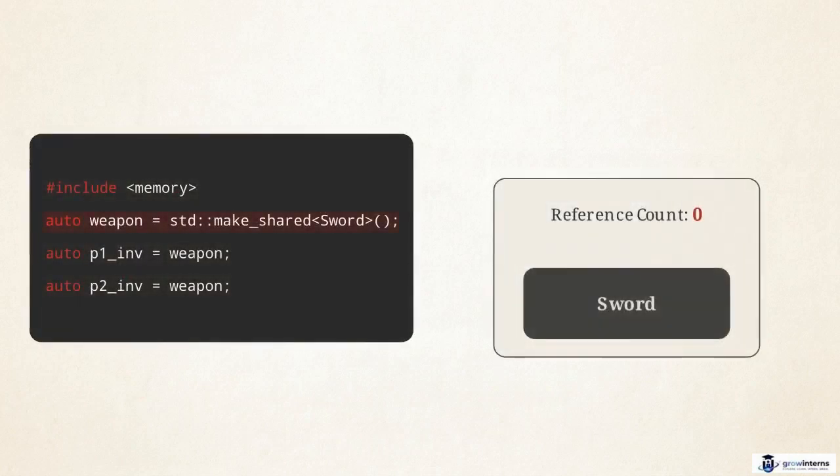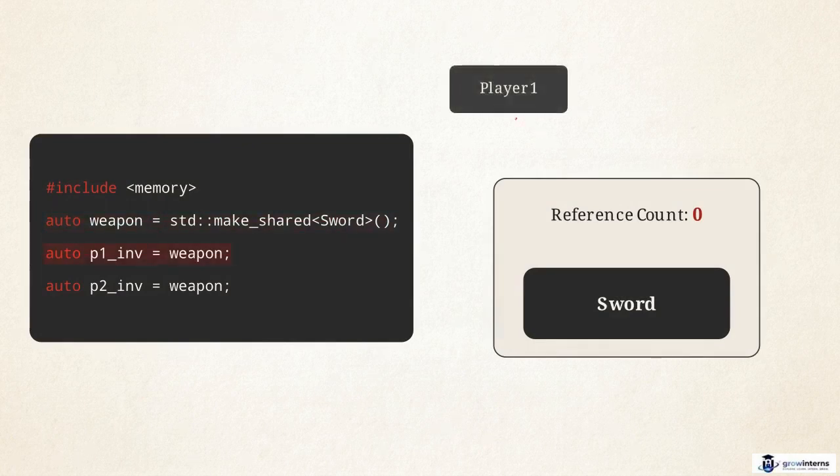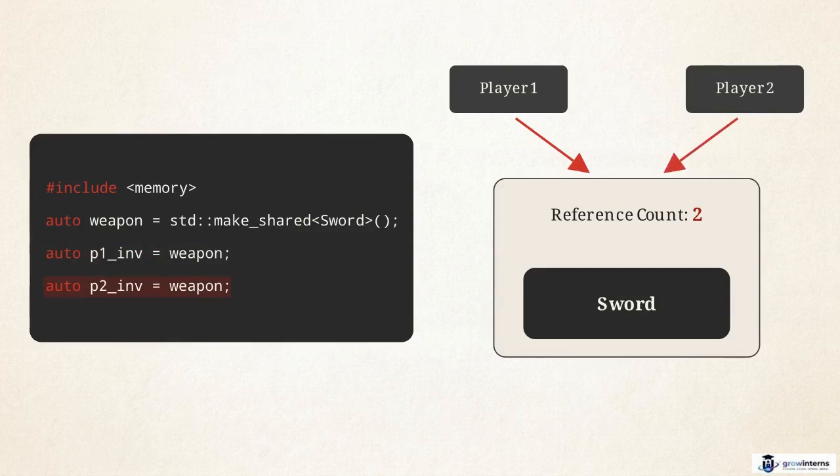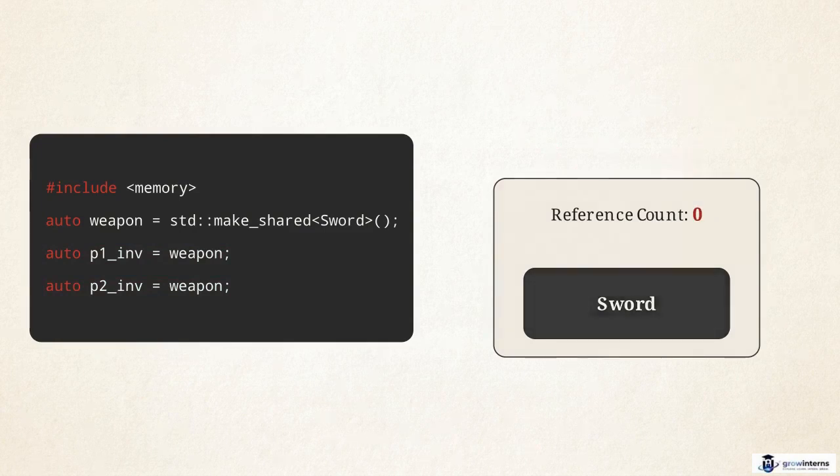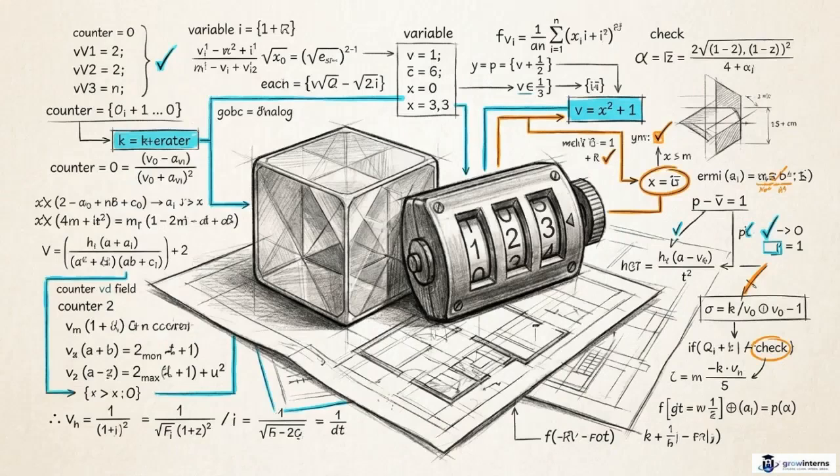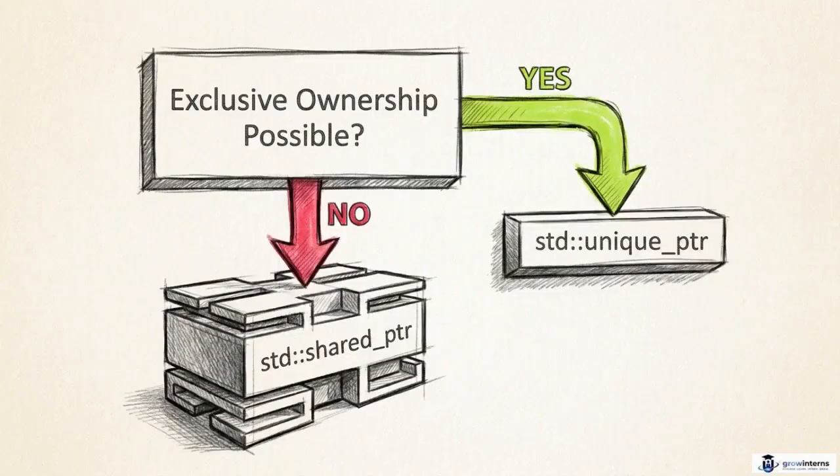To solve a multi-owner architecture, use std::shared_ptr. It introduces reference counting. The pointer tallies active owners. Player 1 acquires it, count is 1. Player 2 copies it, count becomes 2. The memory purges only when the last owner is destroyed and the count hits 0. While shared pointer successfully handles complex structural problems, its mathematical tracking requires computational overhead. You should purposefully choose it only when exclusive ownership is impossible.